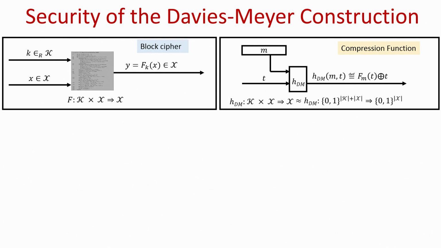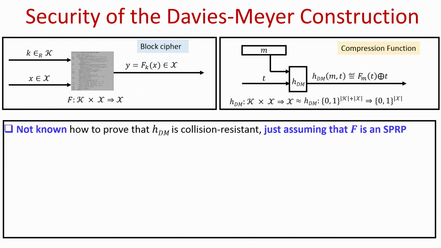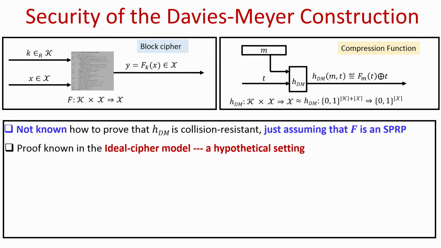So, here is how we have constructed the Davis-Meyer compression function, and as I keep saying, we can prove the collision resistance of the Davis-Meyer construction under special assumptions. This is because we do not know how to prove its collision resistance just by assuming that the underlying block cipher is a strong pseudo random permutation. It is not sufficient to just assume that the underlying function f is a strong pseudo random permutation and give a proof that the Davis-Meyer construction is collision resistant.